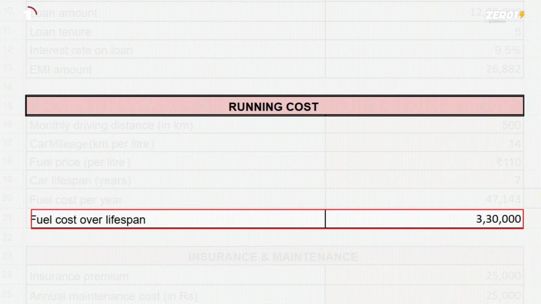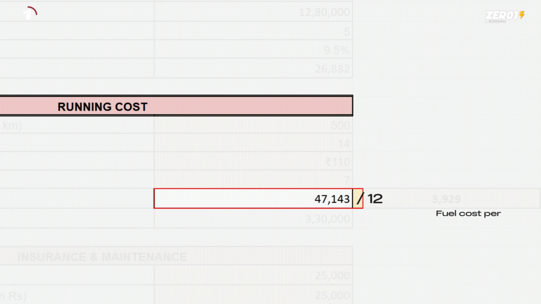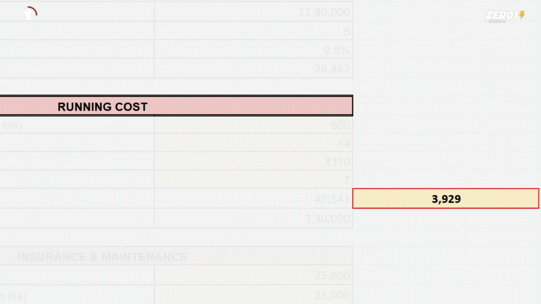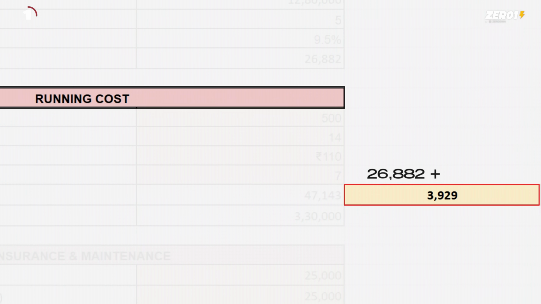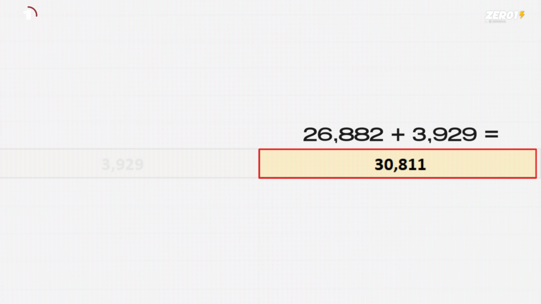Now what I'll do is divide the fuel cost per year by 12. I'll get 3,929. I will add the fuel cost to the monthly EMI. That means your EMI is not 26,882. It is 26,000 plus the fuel cost, which is 30,800. It's almost 31,000. But mentally you were thinking it's about 26,000, but actually it's 31,000. That's a big difference. And I've not added the other costs yet.